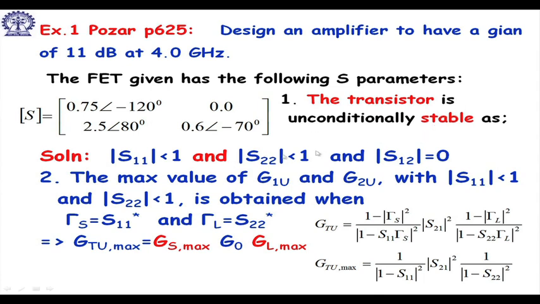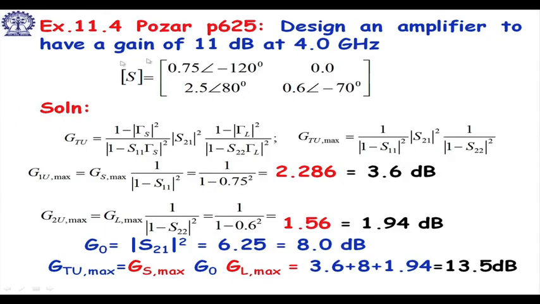First, check the unconditional stability: S11 is less than 1, S22 less than 1. You see it is unilateral, already S12 is 0. So, the maximum value will be obtained here. Find out those values, and I have written everything. So, GTU: for the input section, instead of S, I am calling it G1. The input section can give you a maximum of 3.6 dB, the output section can give you a maximum of 1.94 dB, and the transistor itself gives you a gain of 8 dB.